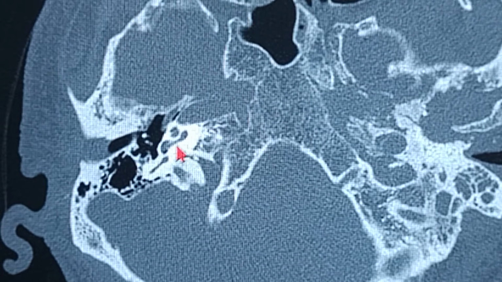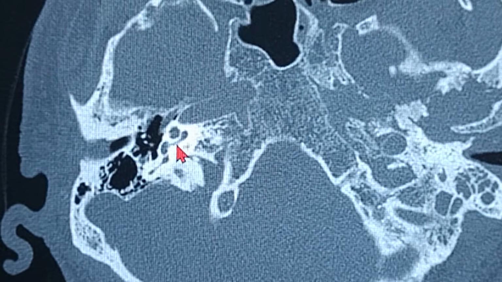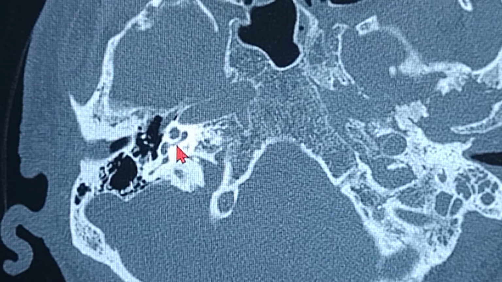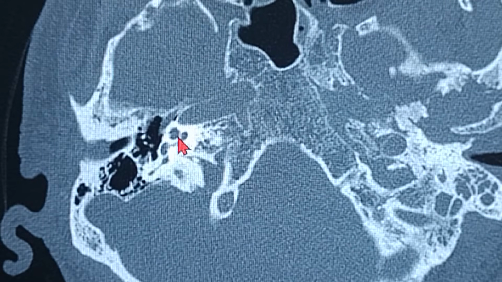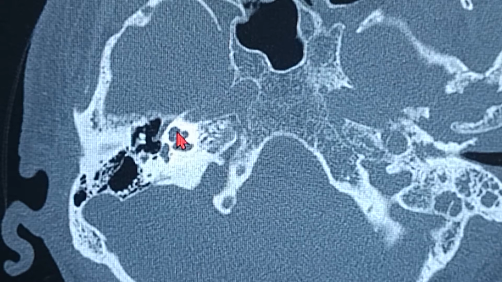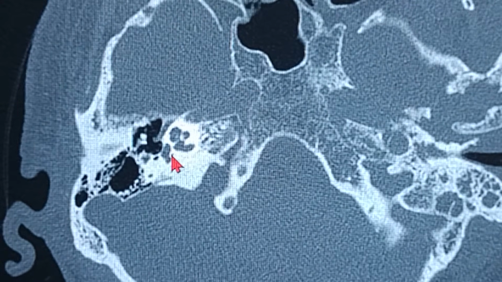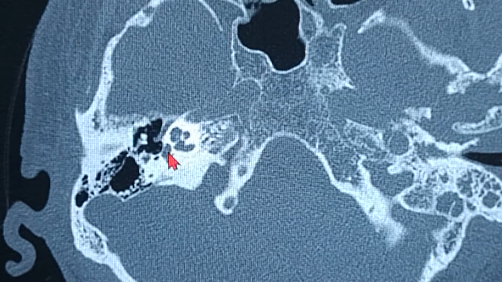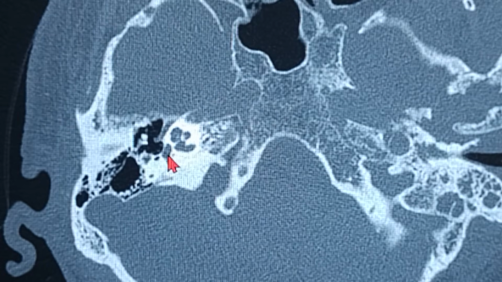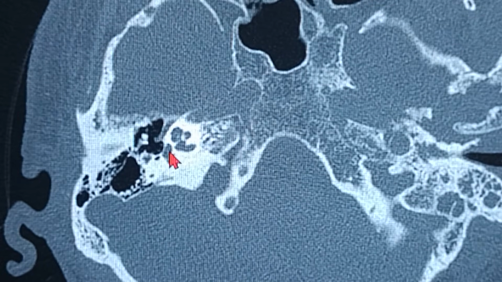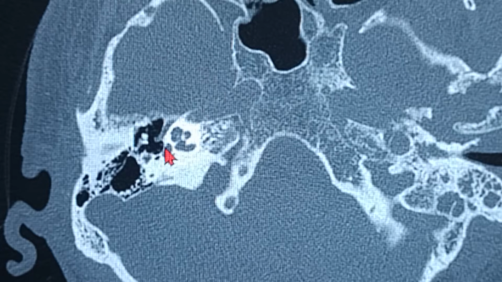That's the basal turn of the cochlea. The biggest turn is the basal turn, always remember that. Then we can see the middle and the apical turn coming into picture right now, and then we can see the vestibule over here. This separate opacification of a structure you can see over here, that's the vestibule.